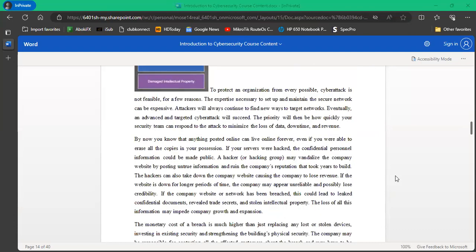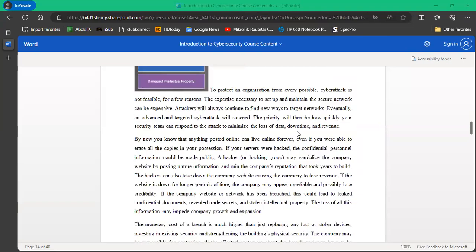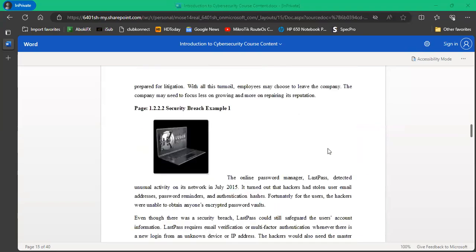So I would like us to read more on that section. In this picture, it lists some consequences of a security breach. We have ruined reputation, vandalism, theft, revenue loss, and damaged intellectual property. So there are a lot, but these are just a few that are mentioned here.